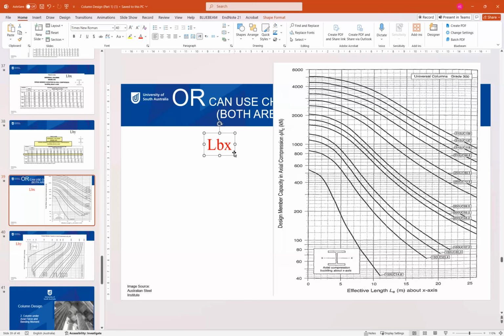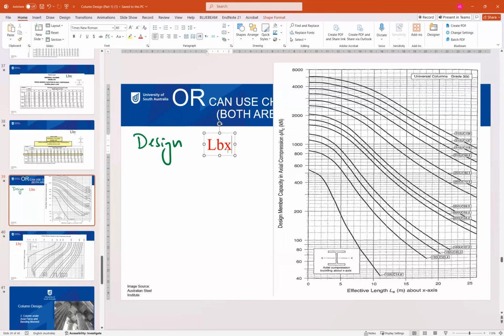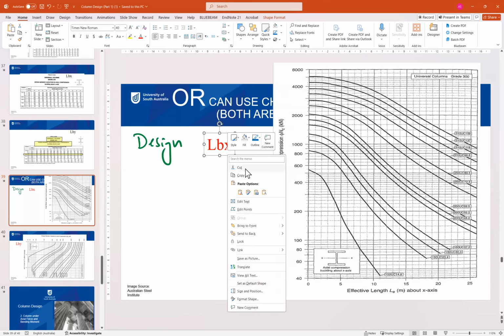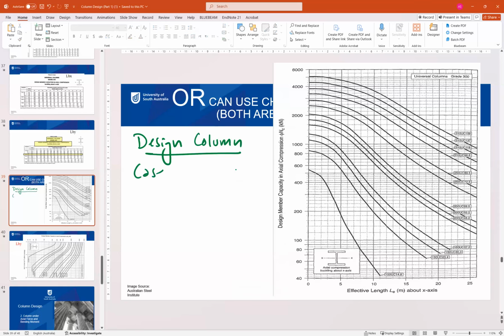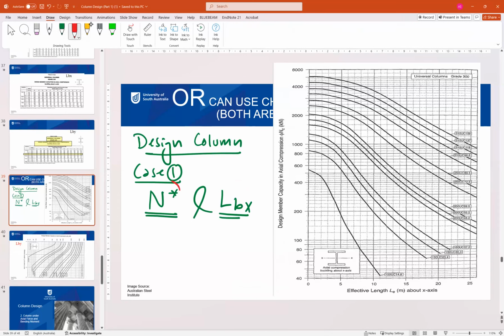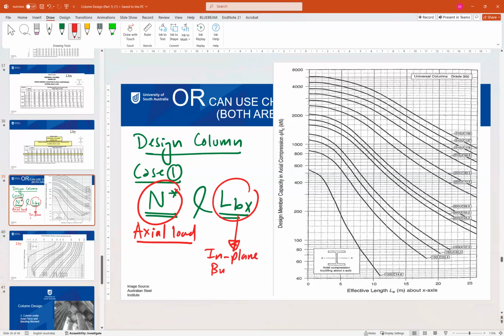So to design the column, we have case 1. In case 1, you go to the chart using N asterisk and LBX. So we will check the column under two cases. The first case, we have the axial load, the applied load, and LBX. What is LBX? The in-plane buckling length. We need to go to this chart. Just be careful, because we have charts for beams and charts for columns. For columns, you need to use the universal column chart.